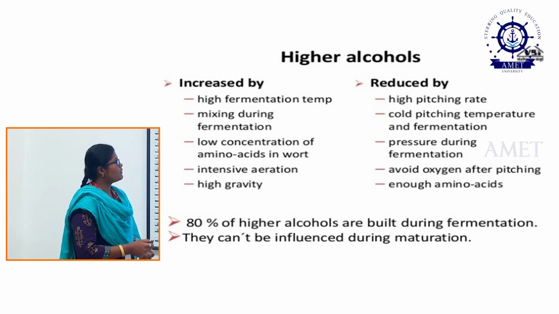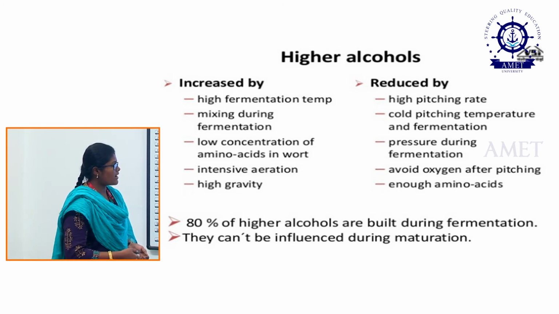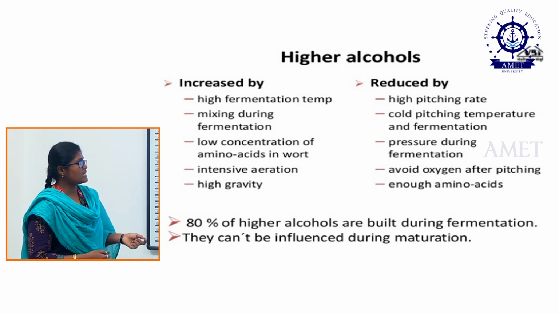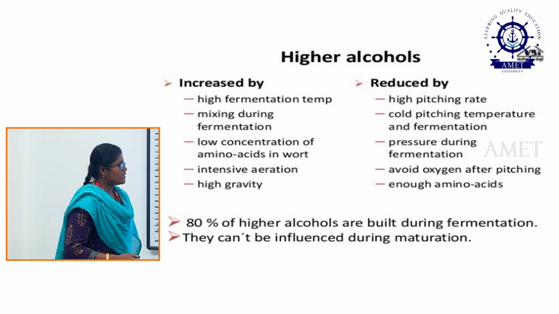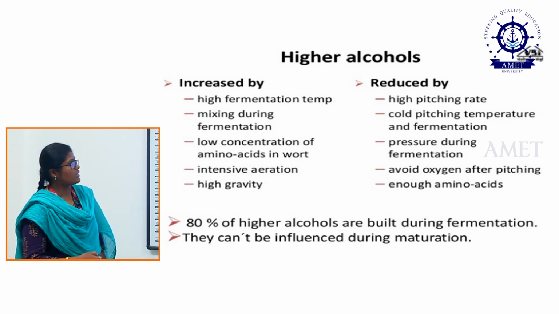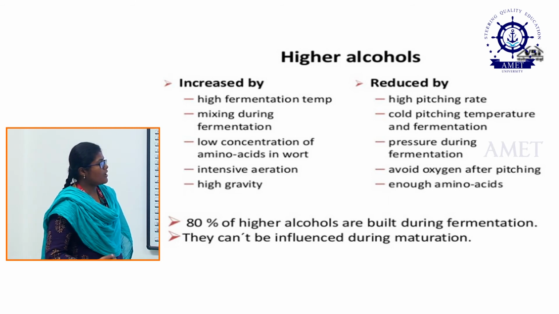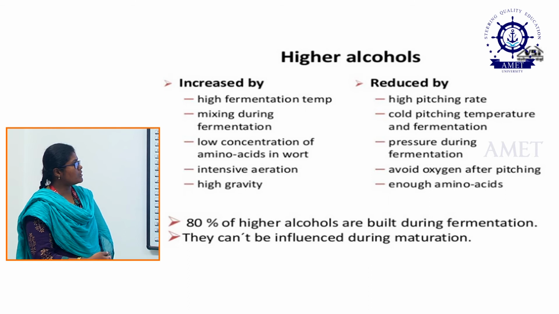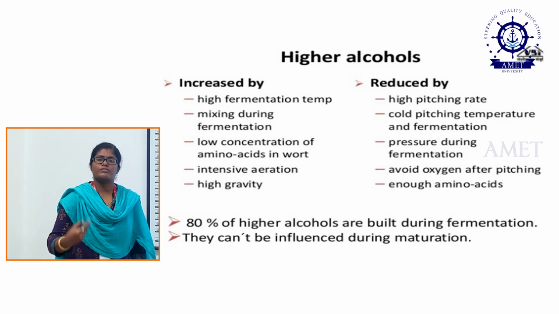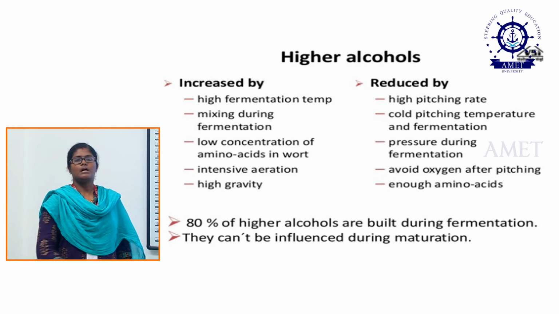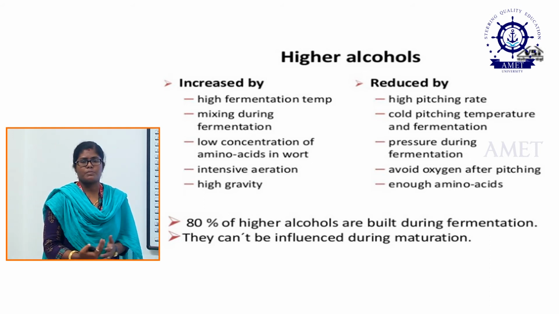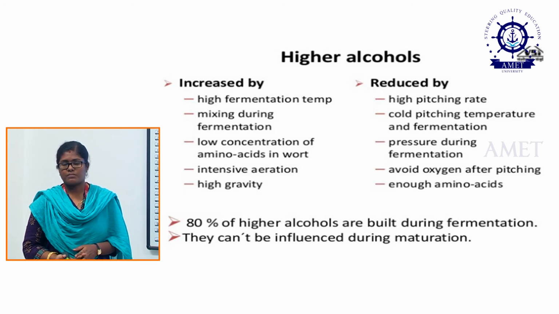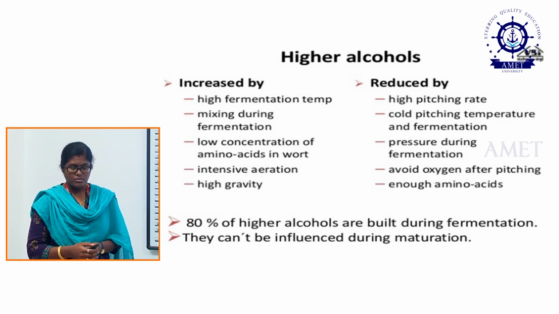Whereas higher alcohols can be reduced by these factors: if the yeast has a higher pitching rate, these higher alcohols can be reduced. If the pressure during the fermentation gets reduced, more higher alcohol will be produced. If the oxygen is not there after pitching, higher alcohols will be reduced, and if enough amino acids are produced, these higher alcohols will be reduced. About 80% of higher alcohols are built up during the fermentation, so they can't be influenced, and they are not responsible for any maturation phase of the brewing process.